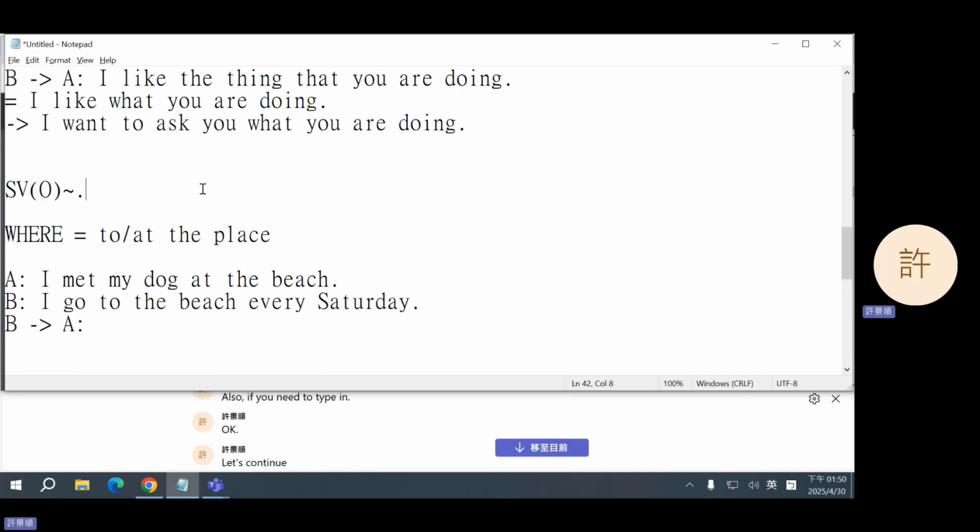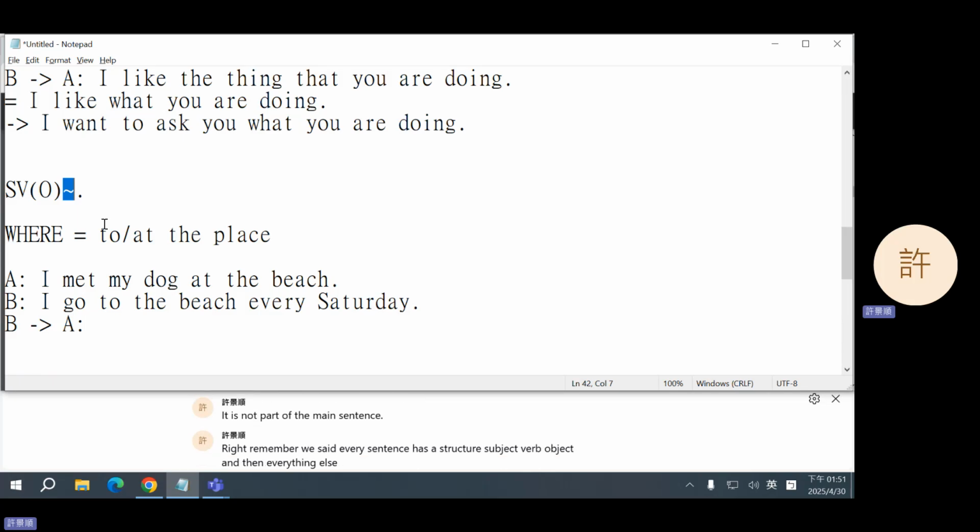Okay, let's continue. So we're now moving into relative pronouns using question words to connect sentences. This only works if your smaller sentence fits into this part of the sentence structure. It is not part of the main sentence. Remember we said every sentence has a structure: subject, verb, object, and then everything else. Everything else includes place, time, reason, method, tool, condition, possibility. Everything that is not a subject, verb, or object comes at this last part.